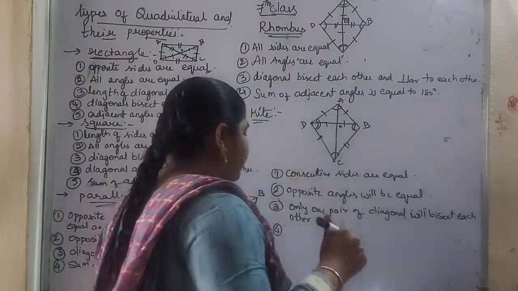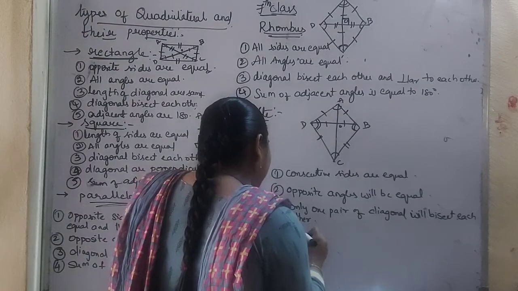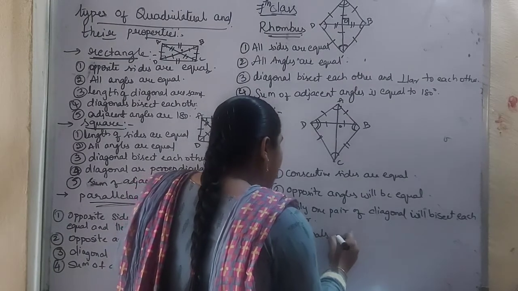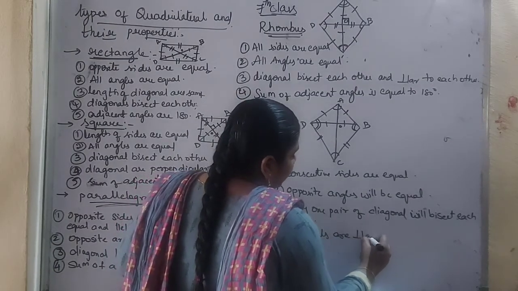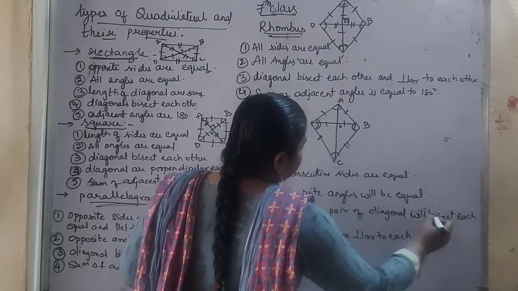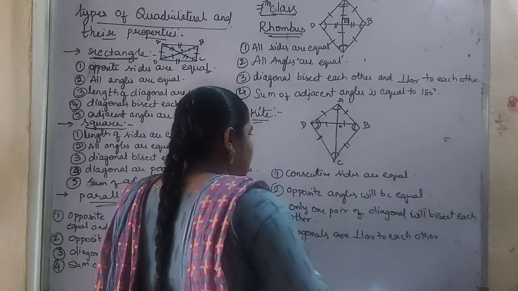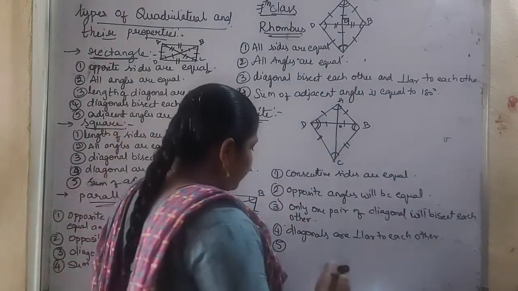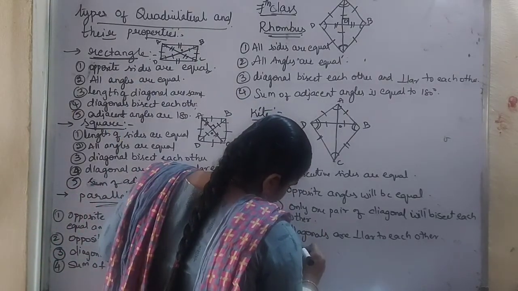It is forming 90 degrees. And diagonals are perpendicular to each other. In this also, the sum of two adjacent angles will be equal to 180.